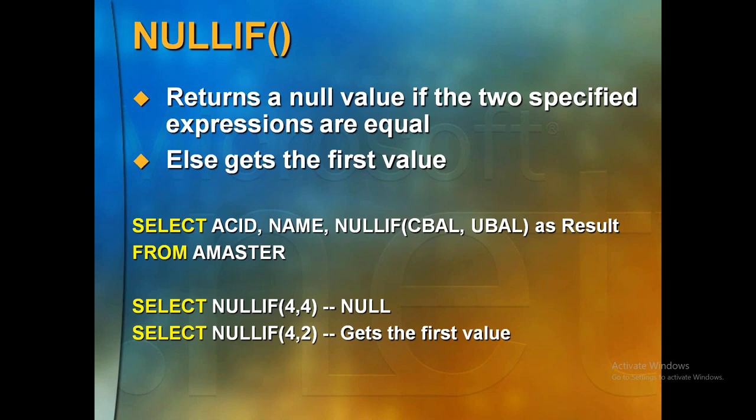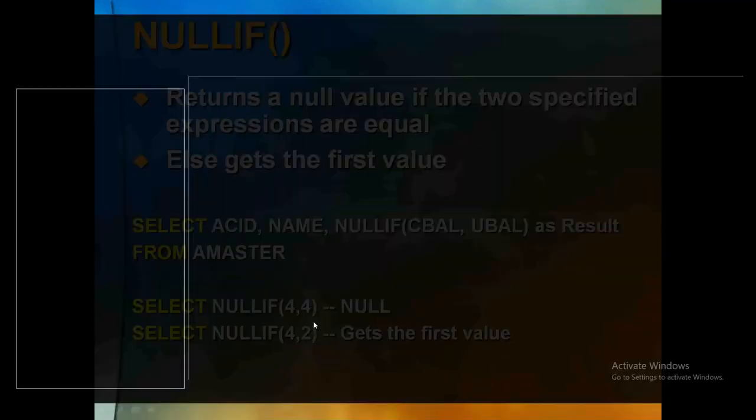So, what is the meaning of this? It returns a null value if the two specified expressions are equal, else it gets the first value. Let us understand what is the meaning of this.